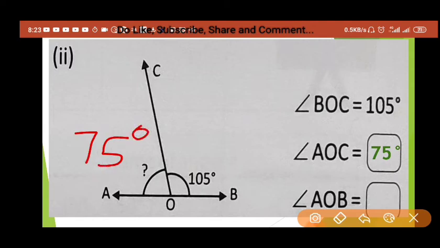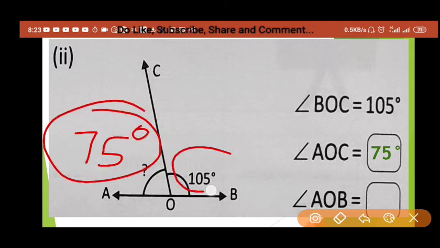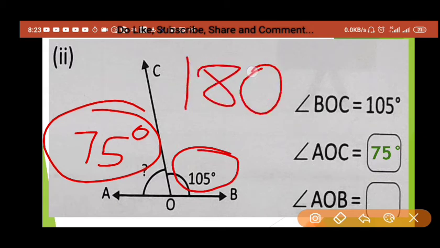आप दोनों को plus करके check कर लो, ये 75 डिग्री है और ये 105 डिग्री है. दोनों को plus करने पर कितना आएगा? 180. It means that is correct.